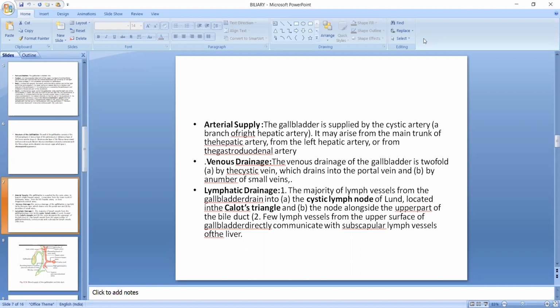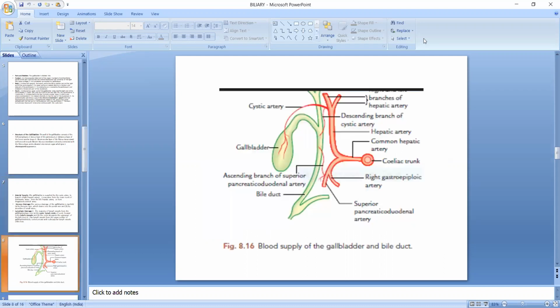Venous drainage: the venous drainage of the gallbladder is twofold, by the cystic vein, which drains into the portal vein, and a number of small veins. Lymphatic drainage: the majority of lymph vessels from the gallbladder drain into the cystic lymph nodes of Calot's triangle and the nodes alongside the upper part of the bile duct, and a few lymph vessels from the upper surface of the gallbladder directly communicate with subcapsular lymph vessels of the liver. This is the blood supply of the gallbladder and the bile duct.